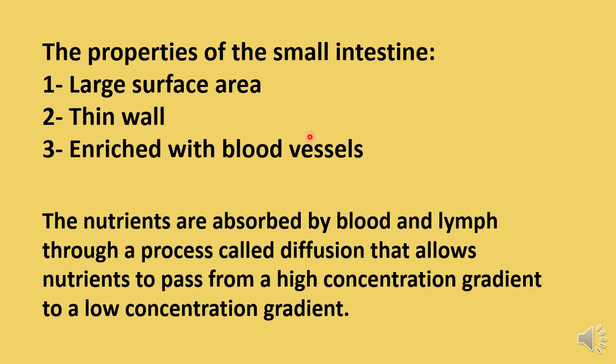Also, the nutrients are absorbed by blood and lymph through a process called diffusion that allows the nutrients to pass from a high concentration gradient, which is in the small intestine cells, to a low concentration gradient, which is in the blood vessels and the lymphatic vessels.